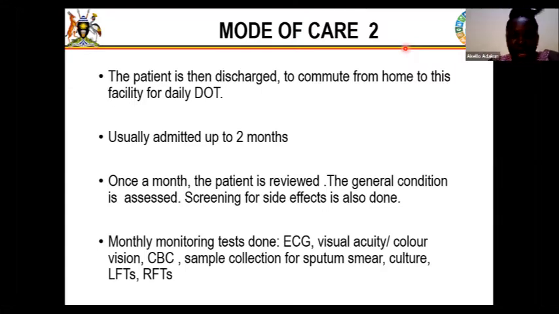So once a month, the patient will be reviewed, and there will be assessment of symptom resolution and screening for side effects. As I'll show you, we do the baseline tests, of course. We do the sputum smear and take samples for culture. We do CBC, RFTs, LFTs. We do ECG, because one of our drugs called bedaquiline can prolong the QT interval. We do visual acuity, and others.